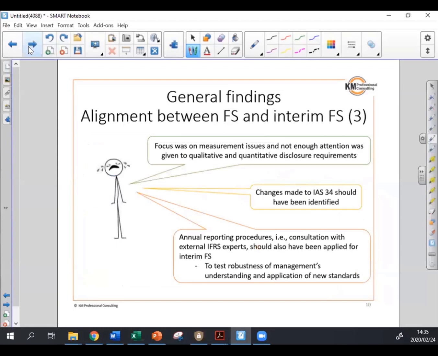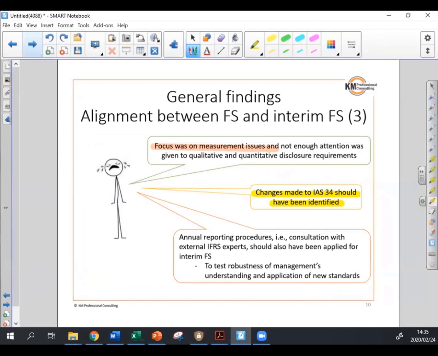Still a little cry for help, three more comments, all of which we have mentioned already. So the sample entities said, well, it's a little bit sad. Our focus was on measurement and not enough on disclosure, both qualitative and quantitative. The fact that entities missed completely that IAS 34 had this new requirement in terms of paragraph 16L.